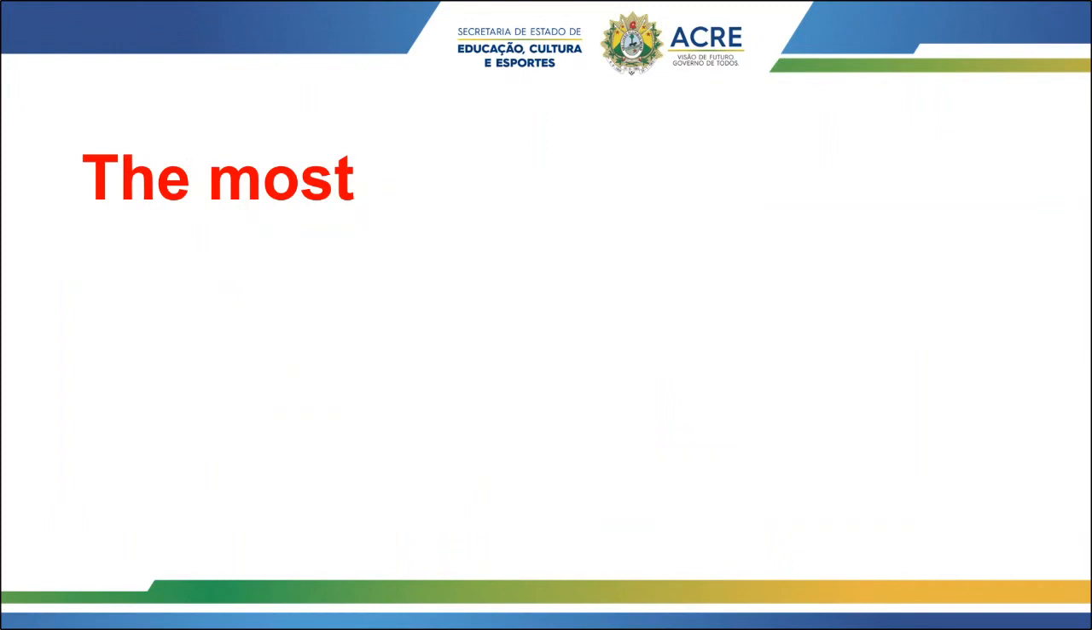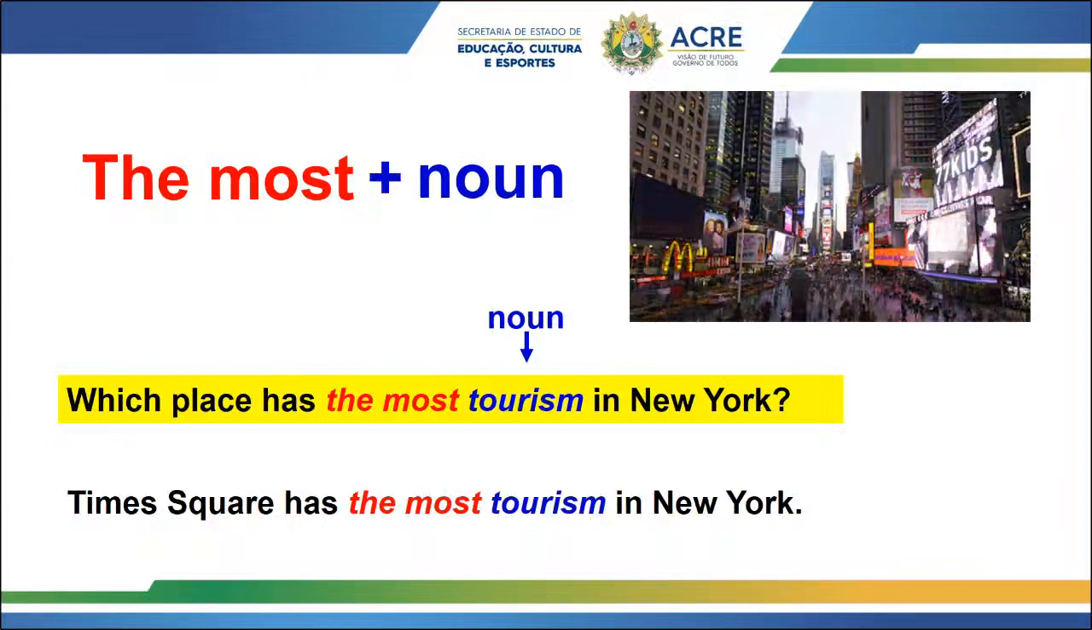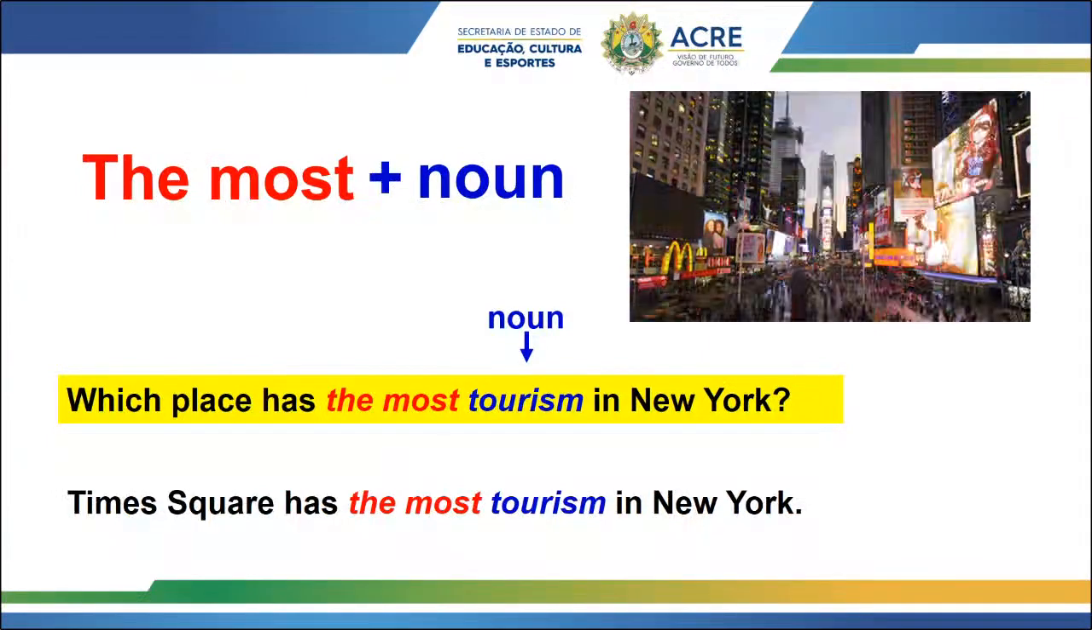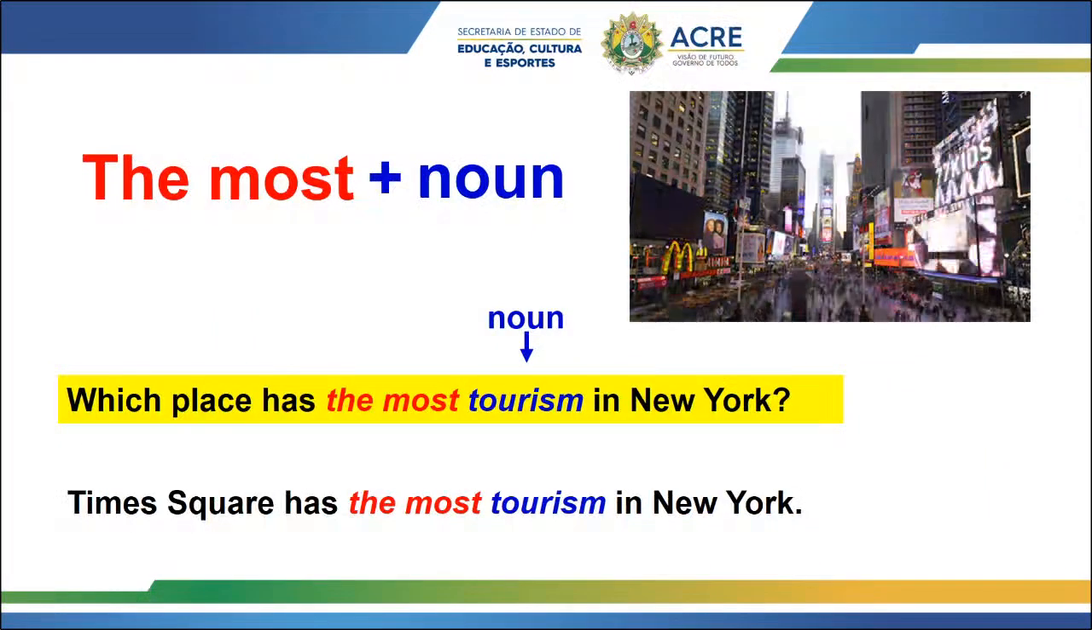Here we can see the most. We are studying superlatives with adjectives, but we have superlatives with nouns. The most plus noun. Let's see an example. Which place has the most tourism in New York? Tourism is a noun. Times Square has the most tourism in New York. Don't forget, when we have superlative form with nouns, we use the most.